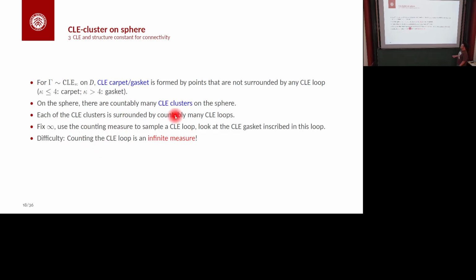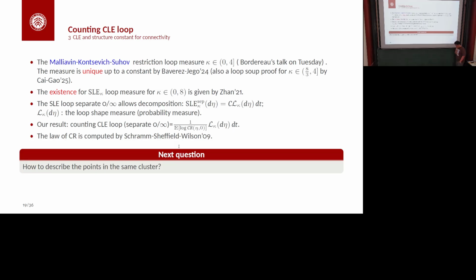Okay. Here there are some difficulties. Even if we remove this kind of redundancy, the counting of CLE loops is still an infinite measure. So this infinite measure is actually interesting and has been studied in the last 20 years. It's called the Malliavin-Kontsevich-Suhov, the so-called conformal restriction measure. Basically, it's defined by something called conformal restriction, which was introduced by Lawler, Schramm and Werner. You can define this measure by using some restriction property and adding some additional loop measure. And this measure is recently proved to be unique up to constant by Guillaume Baverez and Antoine Jego. And recently there is another proof directly based on the loop soup construction for the restriction measure, for kappa other than 8/3. This proof by Baverez and Jego's work is for all kappa.